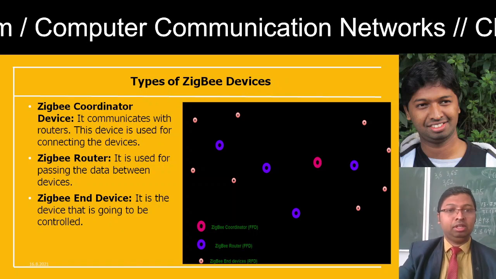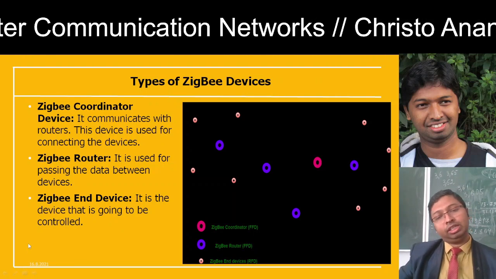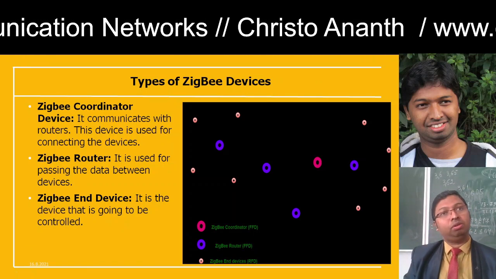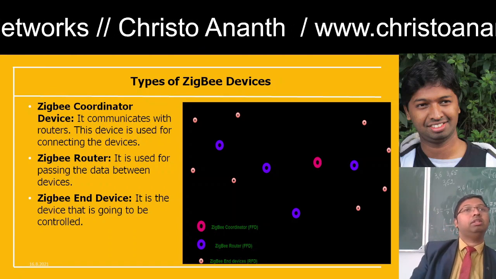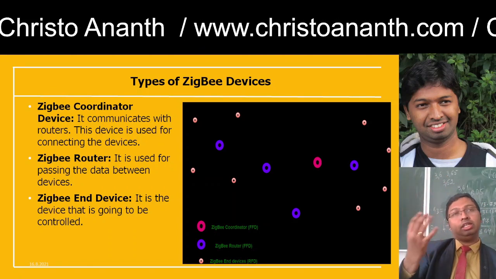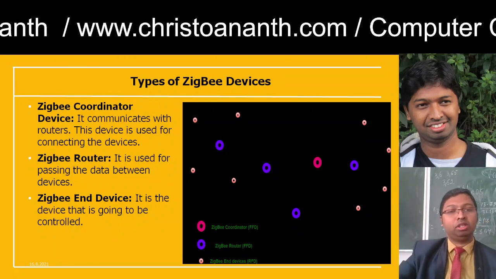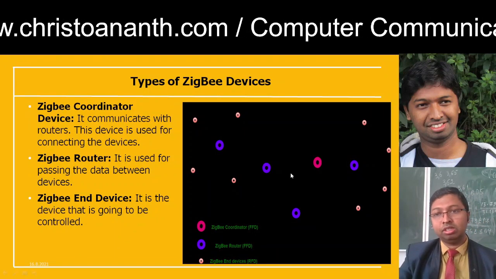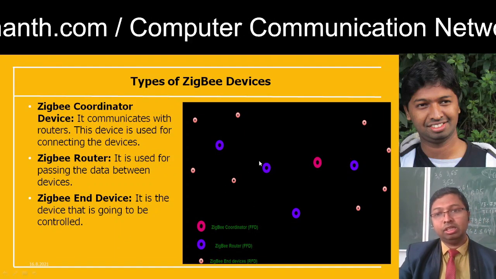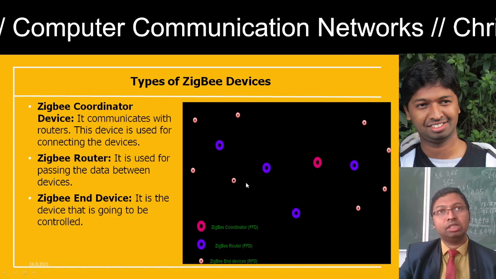And then the end device is the one that is going to be controlled. The end device is nothing but getting the service. Whatever order comes, we perform accordingly. So this is the coordinator, this is the router, and these are the end devices.